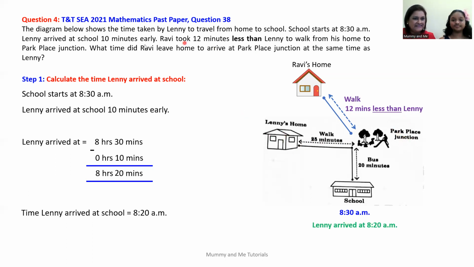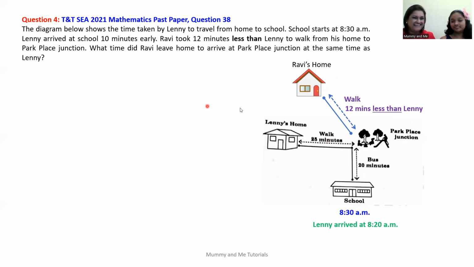Okay, I understand. What time did Ravi leave home to arrive at Park Place Junction at the same time as Lenny? So both Ravi and Lenny will arrive at the same time at Park Place Junction. And the question is asking us, what time did Ravi leave home? Yes. But we don't know anything else about Ravi. No. What do we know though? We know that Ravi took 12 minutes less than Lenny to walk from his home to Park Place Junction. That's all we know. Okay.